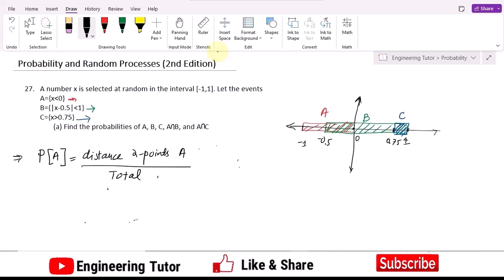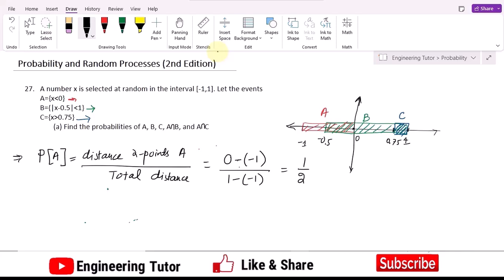Let me write the formula here first. In A we can see that it lies from 0 to -1. So the length here will be 0 minus -1, divided by what? Here the total length is 1 minus -1. So it would be 1 divided by 2. So here the probability of A is 0.5.